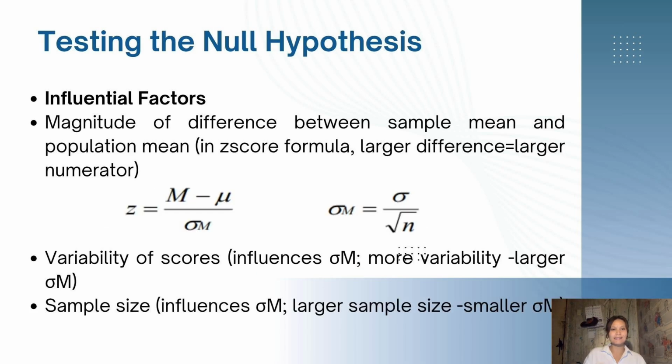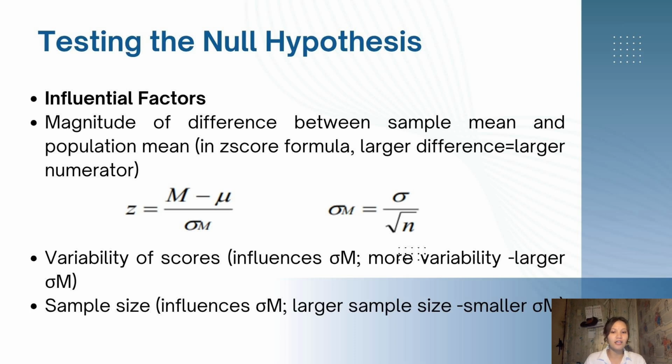Let's talk about testing the null hypothesis and factors that influence our ability to detect a significant result. Now, let's look at the z-score formula. We calculate the z-score using this formula: Z equals the sample mean minus the population mean, divided by the standard error of the mean. This tells us how far our sample mean is from the population mean in standard error units.